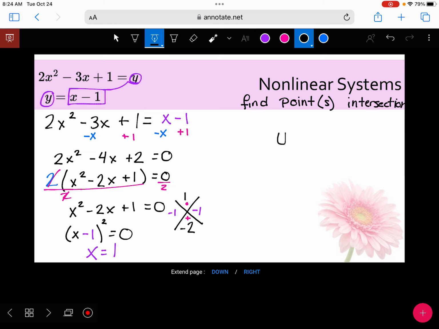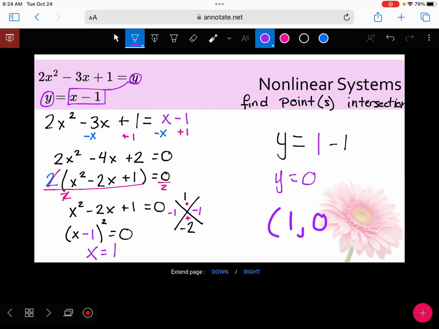We're going to have to substitute it in to find that point of intersection. We're going to take our y equals and substitute in the x that we found. I found that purple 1 down at the bottom, minus 1. What's the y value of my point? 0. So our solution is the point (1, 0).